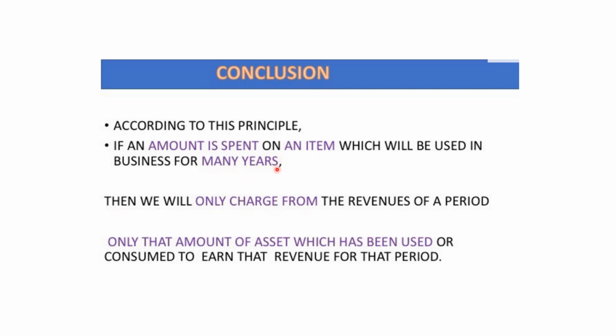Now, since it is an expense, you will not directly subtract the whole amount of the machinery from the revenues of that year. Okay, you will subtract only the amount of the asset which has been used or consumed to earn that revenue for that period. That means only the amount of depreciation I'm subtracting from the revenues of the year at the end of the year, not the whole amount of machinery expense. So this is a very important concept of the going concern principle.